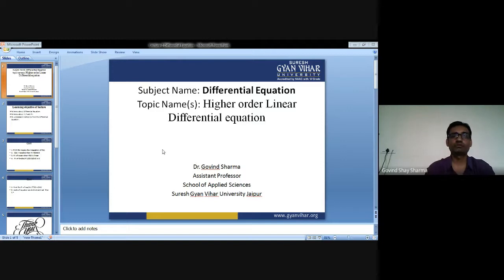Good morning, students. Today again we start the differential equation series of higher order linear differential equation. The objective is the same: that after this, you all are able to do the complete solution of a differential equation. So without wasting time we are starting some examples and problems which are very important with respect to time, with respect to exam.